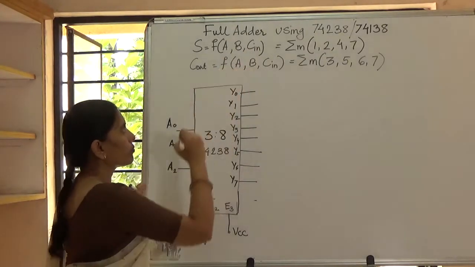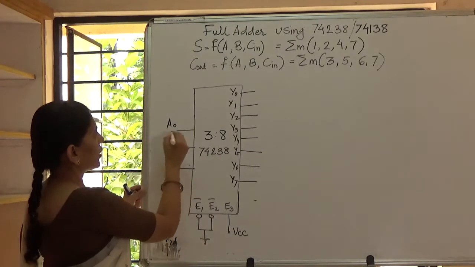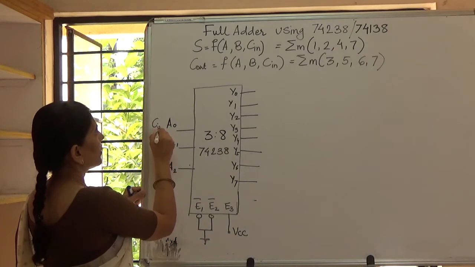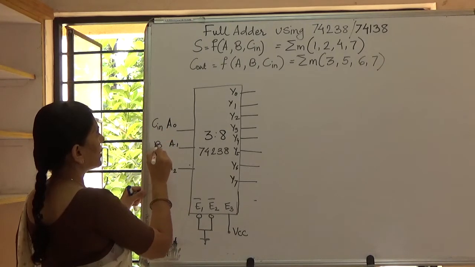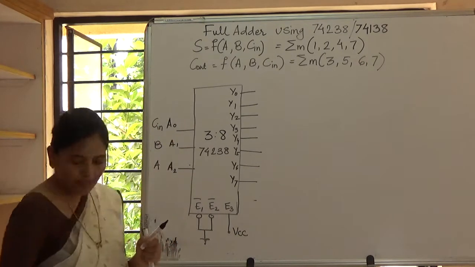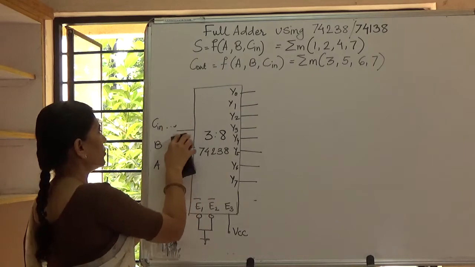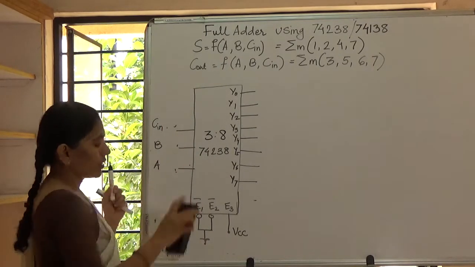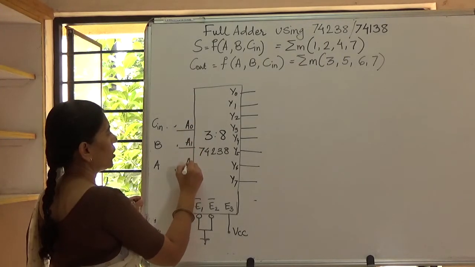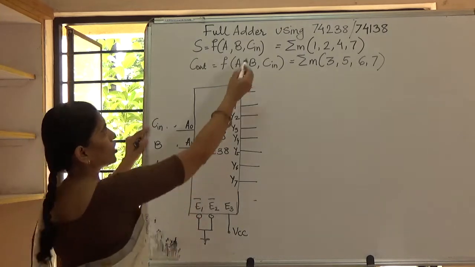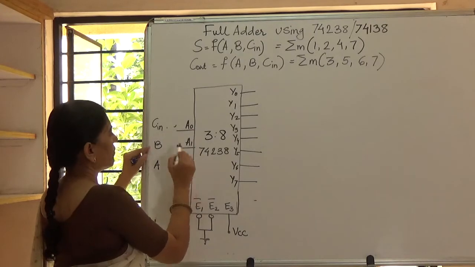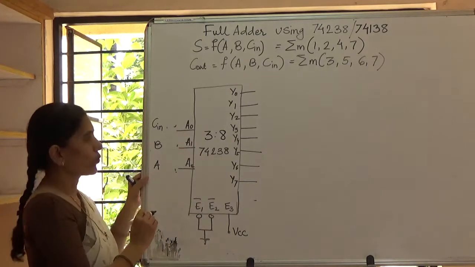and the carry in input, the 3 bits to these 3. So the lowest is the C in, then the B and the A. So the 3 inputs which are to be added are connected to A0, A1 and A2. The 3 bits to be added, out of which C is the LSB, is connected to A0, B is connected to A1 and A is connected to A2.